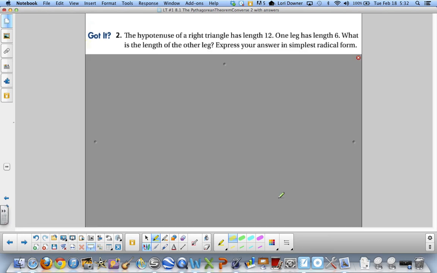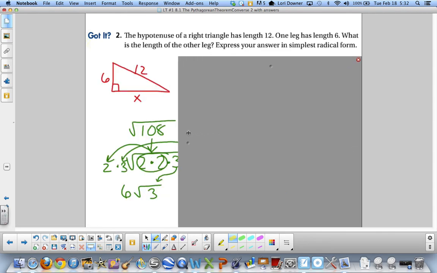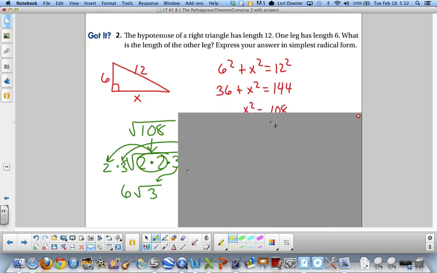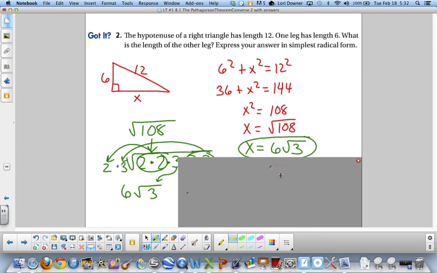The hypotenuse of a right triangle has length 12. One leg has length 6. What is the length of the other leg? When in doubt, draw it out. So let's first draw out the situation. 6, x, and 12. 12 is my hypotenuse because it's the longest side. It's opposite the 90-degree angle. So I plug it in. I'm solving for x, so I'm going to subtract 36, take the square root. So I get square root of 108.